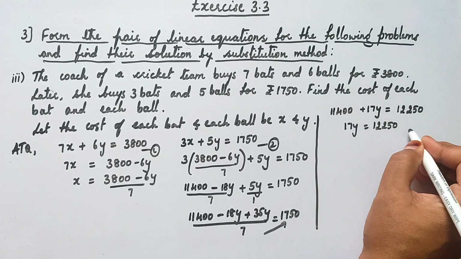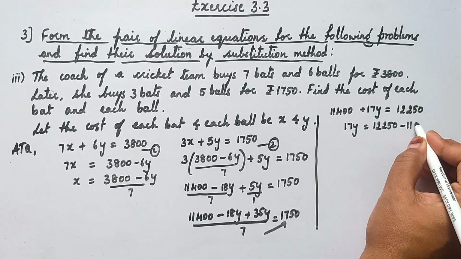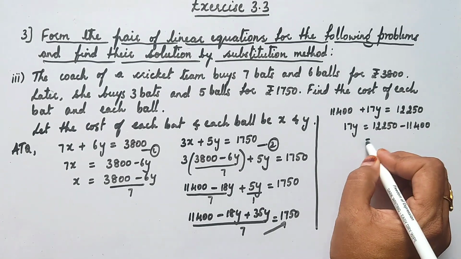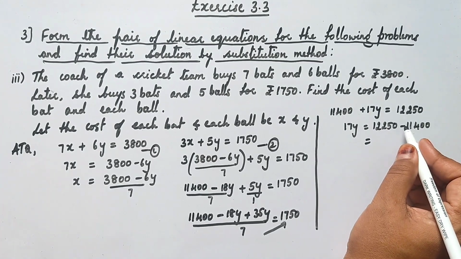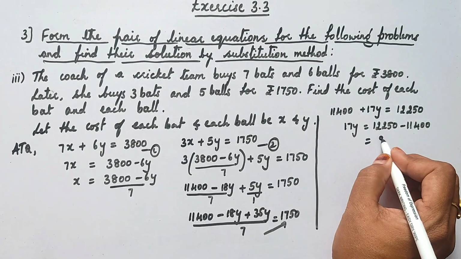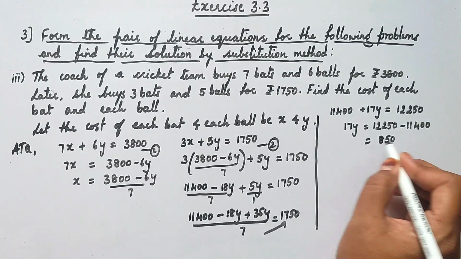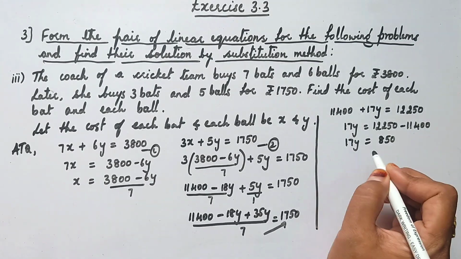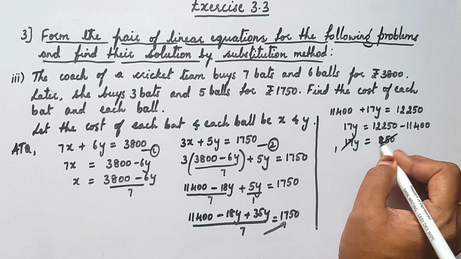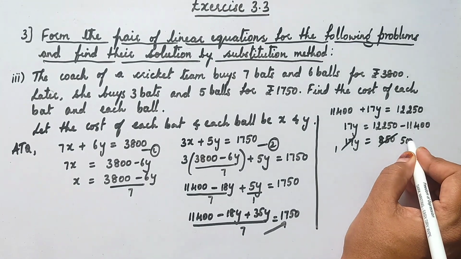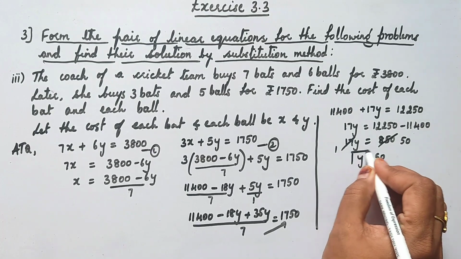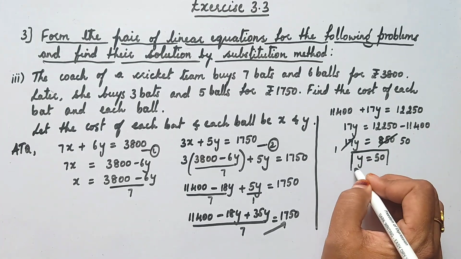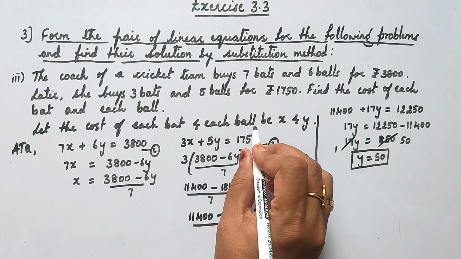Okay. Now 17y equal to, after equal to we have got 12,250. Shift this to the other side, you are going to get negative of 11,400. Okay. When you subtract these two, you are going to get 850. Okay. 17y. 17 ones are 17, 17 fives are 85, and this 0. I'm going to get y equal to 50. I got the value of ball.